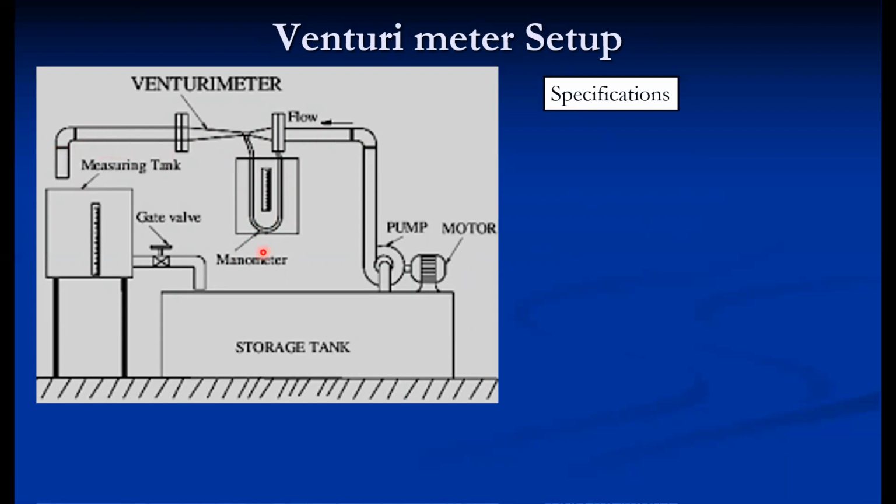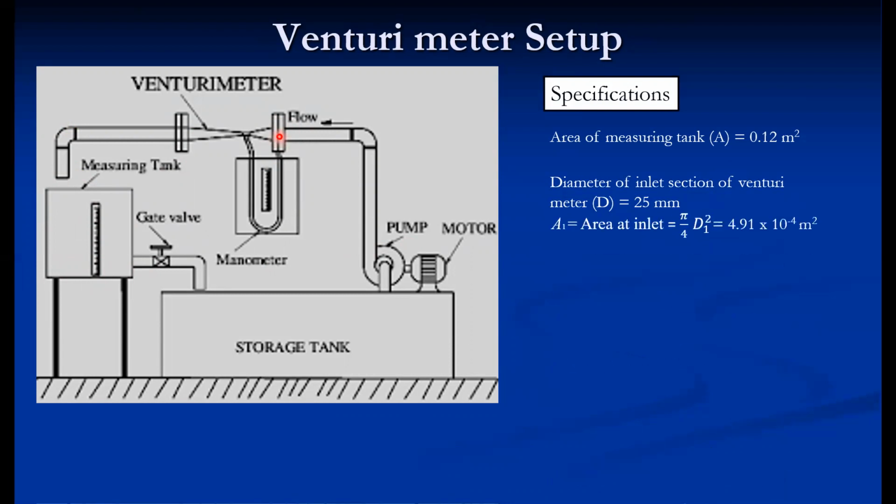The water is collected, and from this deflection we can calculate small h. The actual discharge we can measure using this measuring tank, that is, the time required to raise the level of water in the tank by some centimeters, say 10 centimeters. The area of the tank is known to us. For example, the specified area of the measuring tank is 0.12 square meters. Then the diameter at the inlet section is given, capital D, so the corresponding area A1 we can calculate.